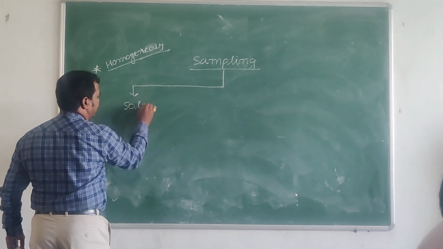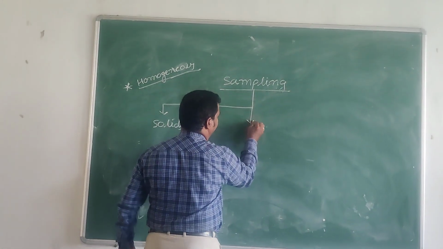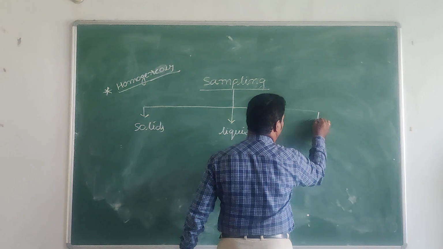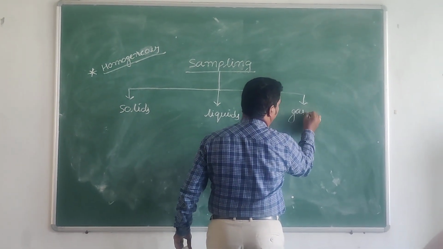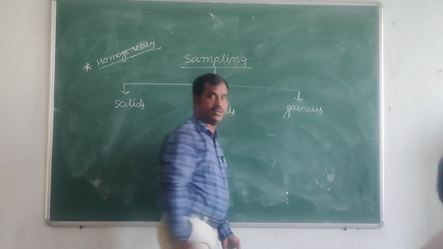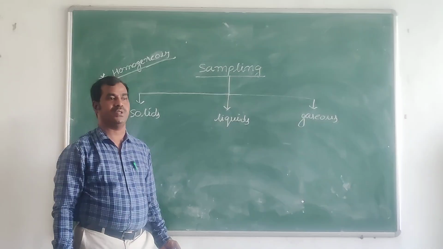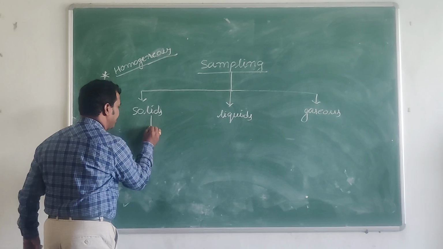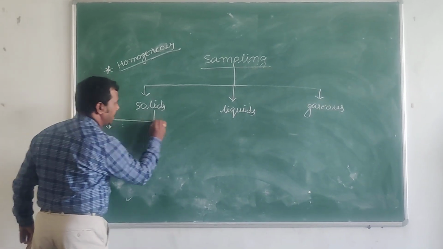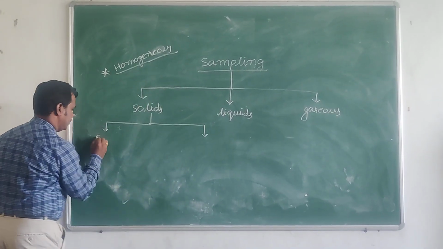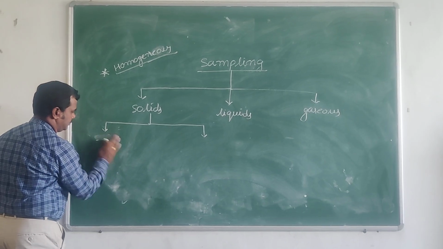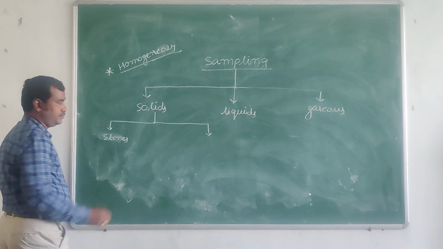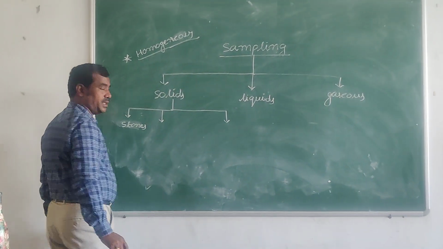The most important are solids, liquids, gaseous. Three different types of samples: solid samples, liquid samples, gaseous samples. Solid samples, basically we have some components. Stones. Tell me about some solid samples.